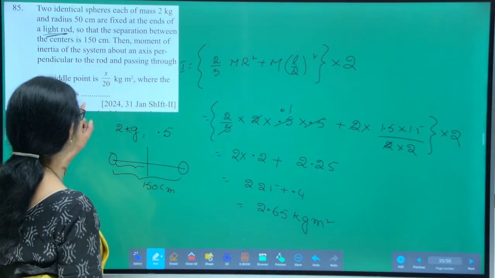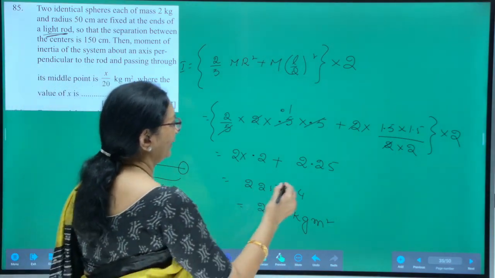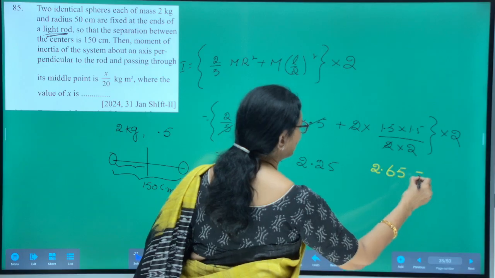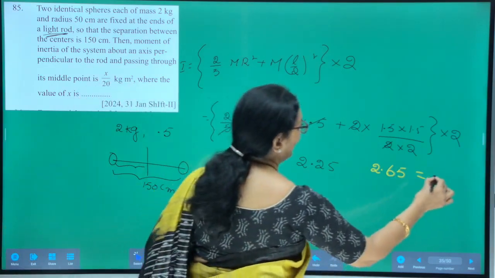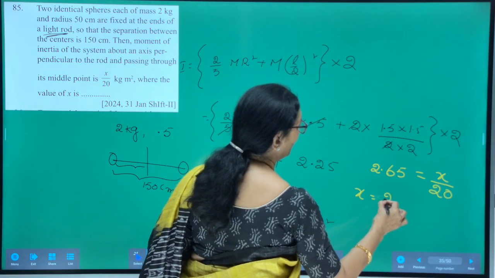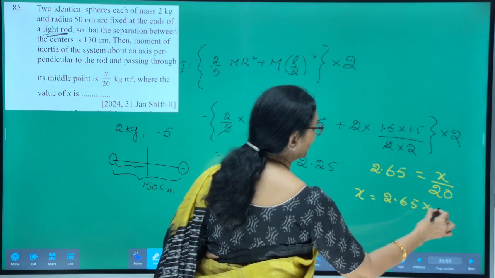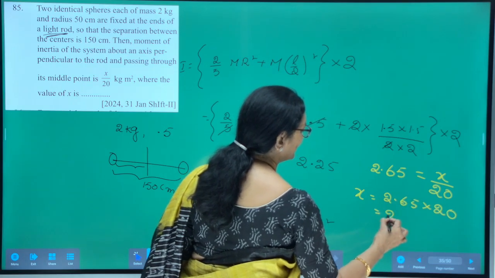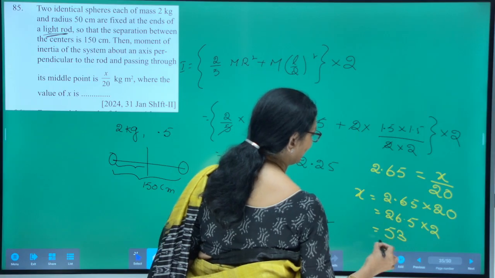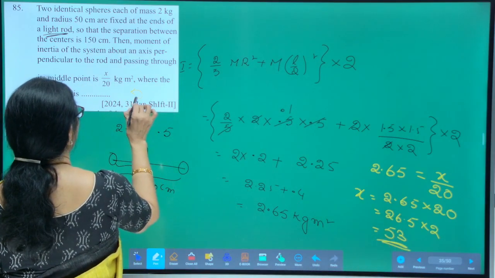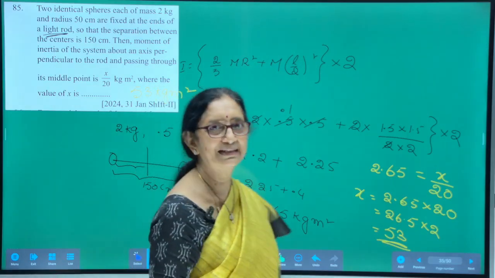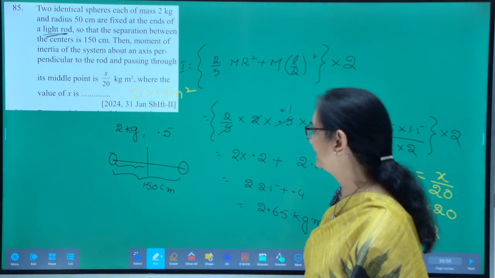It's quite interesting, see, we got it as 2.65 kg meter square, but they gave it as x by 20. So x is equal to 2.65 into 20. So this is 26.5 into 2, that is equal to 53 kg meter square. That is the numerical value given in the options. So that is the correct option, 53 kg meter square.